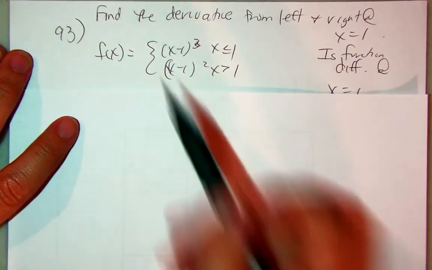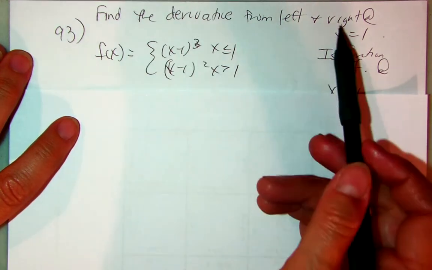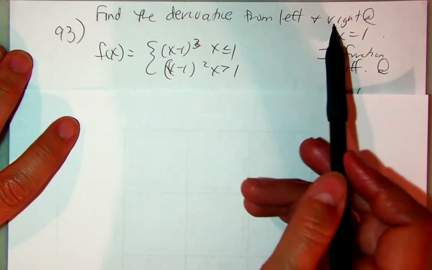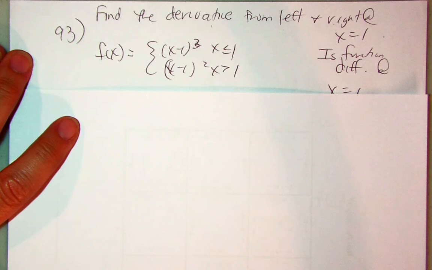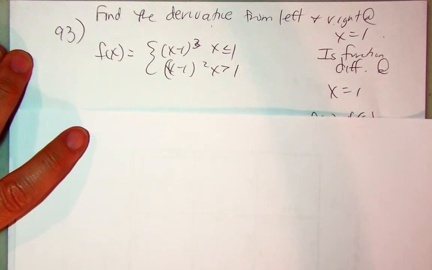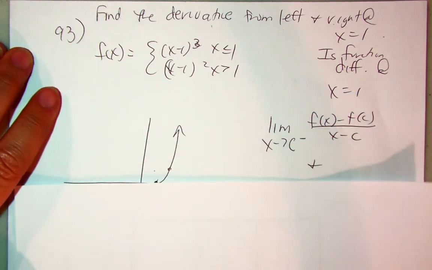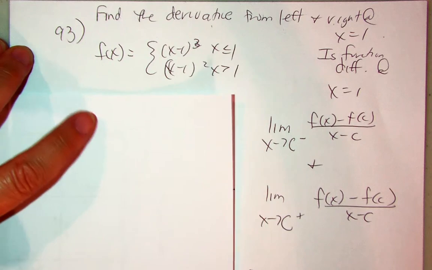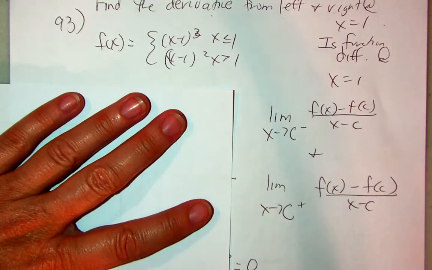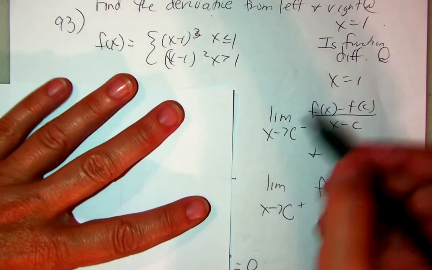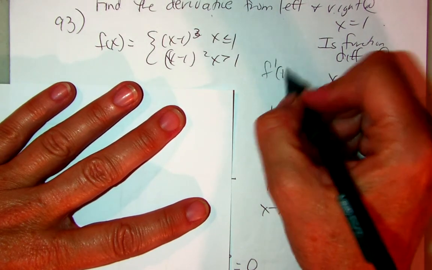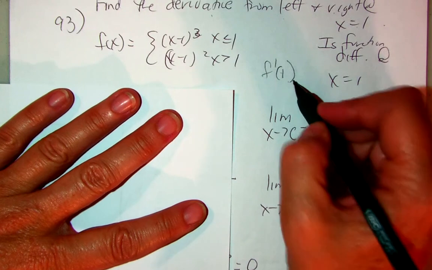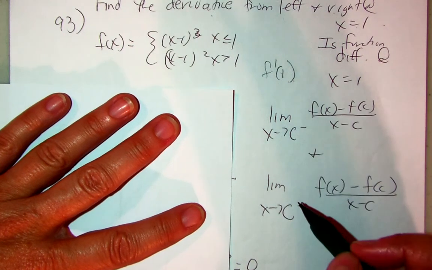I'm supposed to, in the directions it says, find the derivative from the left and from the right. Well, if I do the left and the right, I must use the alternative form of the first derivative. That's one with f of c. So I'm going to go ahead and find the limit. In order to do so, I'm going to use the alternative form to go left and right.